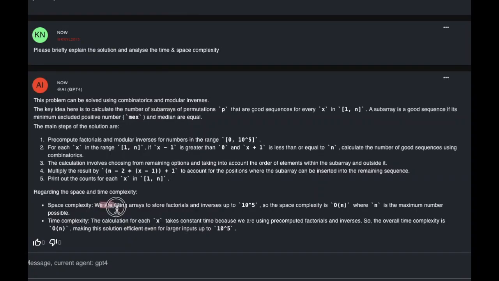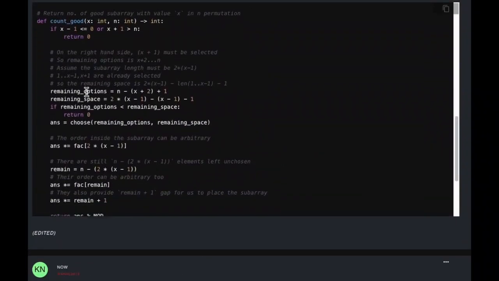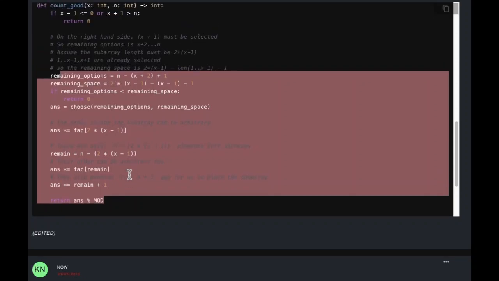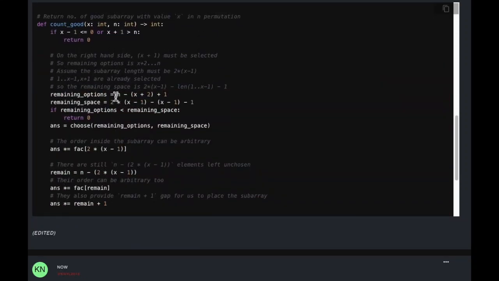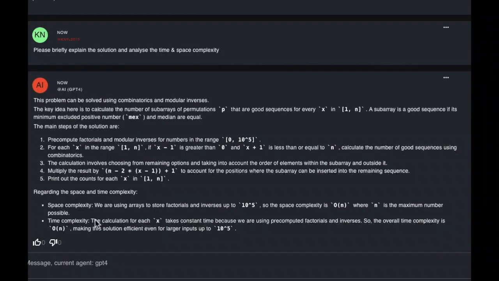For space complexity, we have to store the factorials and inverses up to 10 to the power of 5, so it will be O(n), where n is the maximum number we can see from the input. The time complexity of each count call will be constant because we have already calculated all the things. You can see in count here, we didn't do any loop. Everything inside is constant. It looks pretty long because I added a lot of comments and tried to separate out each operation, but it is just a formula kind of solution instead of looping, if that makes sense. In total, each count call takes constant time, and the precalculation of the factorials and inverses will be O(n). So GPT-4 got this analysis correct, and that's pretty much all.